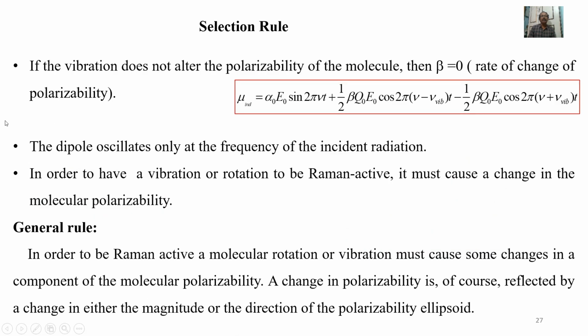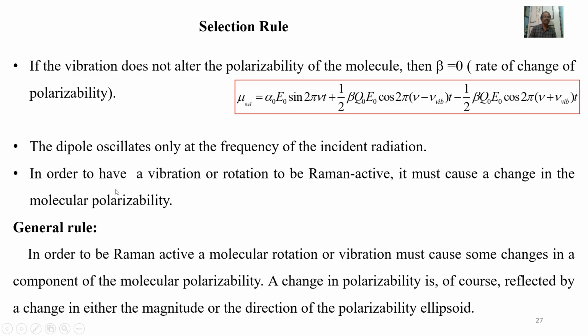Now let us discuss the selection rule. If the vibration does not alter the polarizability of the molecule, then beta is 0. Beta is nothing but the rate of change of polarizability according to this equation. So we have now three terms in the induced dipole moment. When beta becomes 0, the second term and third term become 0, and we have the first term alone, and this is for Rayleigh scattering. So there is no change in polarizability. The dipole oscillates only at the frequency of the incident radiation.